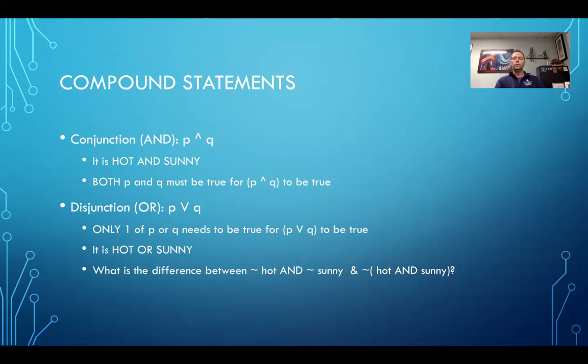However, the disjunction or, P or Q, hot or sunny, could be true if it was hot but not sunny. It would be true if it was sunny but not hot. It also would be true if it were both hot and sunny. So hot or sunny pulls together either scenario, and if it's one or the other, the whole thing's true. And again, we're trying to evaluate statements as to whether they are true or not.